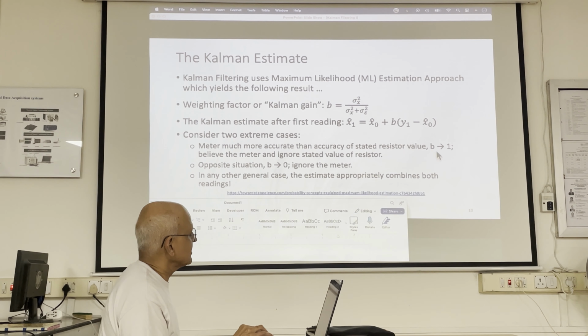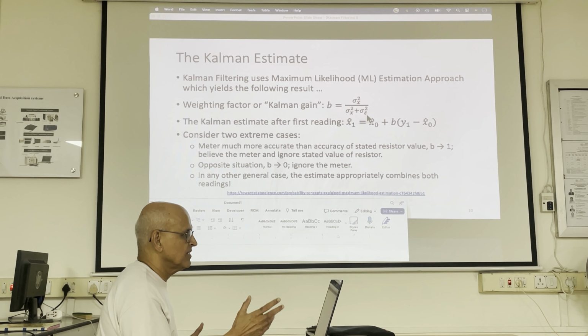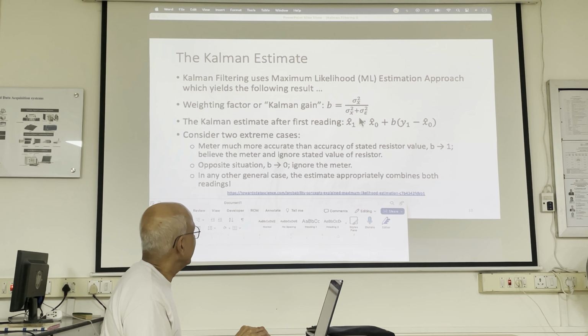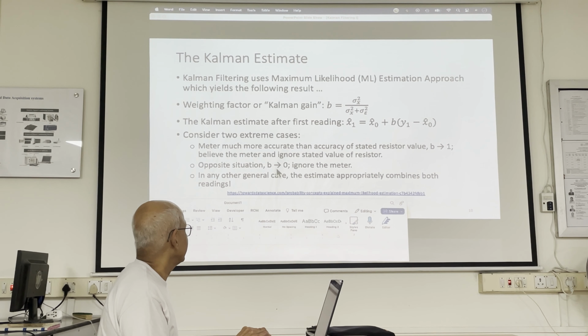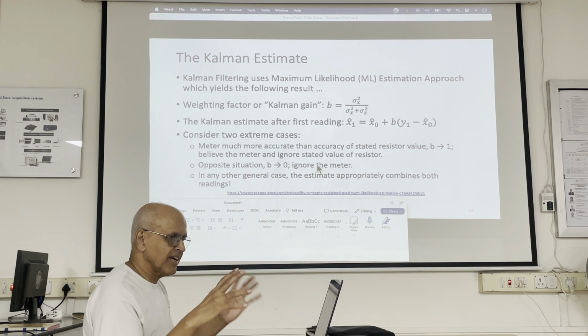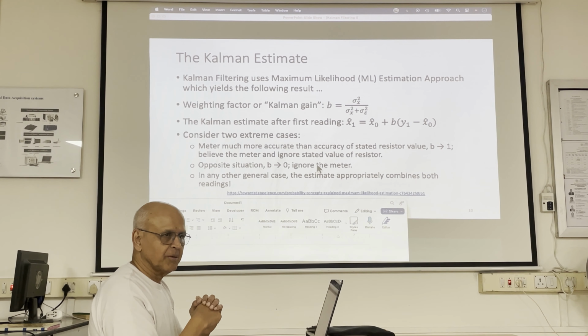So the two extreme cases: B goes to 1. When B goes to 1, it means that sigma epsilon squared is 0, very small. Or the other way around, you have B going to 0, which means that sigma epsilon squared is much greater than sigma x squared. That means ignore the meter because it's broken or it's useless. Of course, you'll never have those extremes. You always have two results that have a chance of contributing to something.